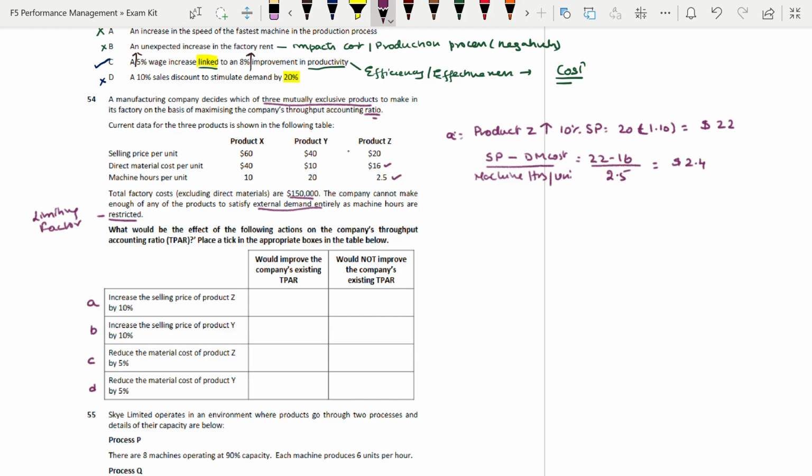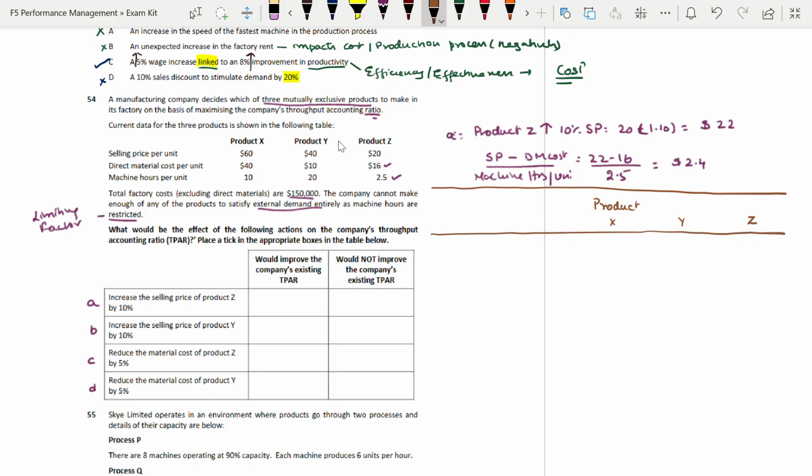First, we have to calculate the throughput accounting ratio, the throughput return per hour. We have product X, product Y, and product Z, and we have to make a comparison between them.